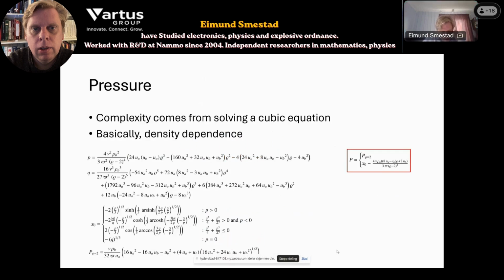Pressure. The complexity of the pressure expression comes from solving a cubic equation, but basically it's a gas density dependence.